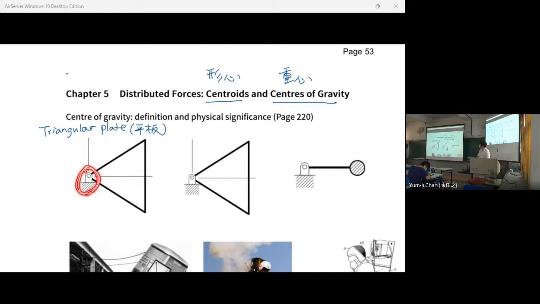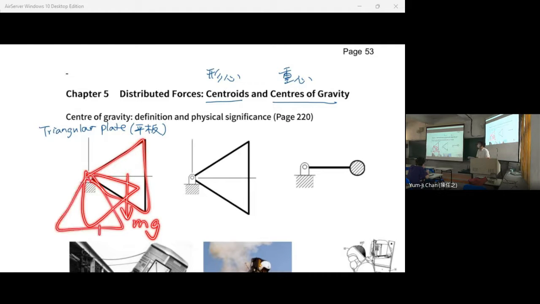It is a pin support here. So we have a pin support here, and then we have a triangular plate. And what will happen? Because this one is very heavy here, and it's very heavy here, so it will rotate and it goes down, right? It will rotate and fall in this direction. So it will go down this way. So from here, because of mg, it will go to here, right?